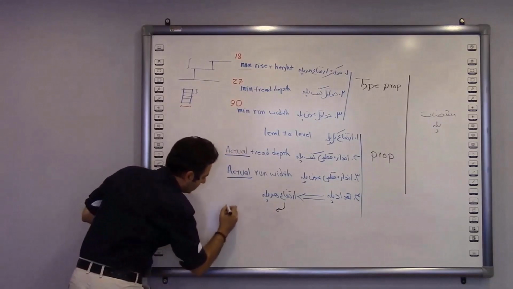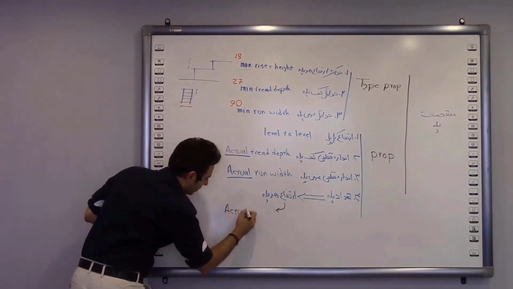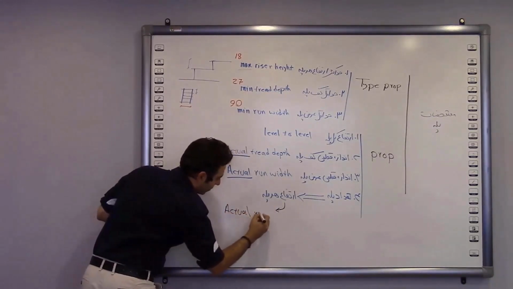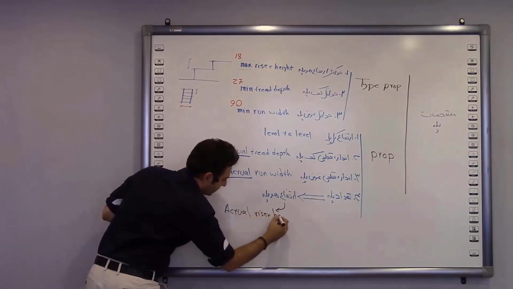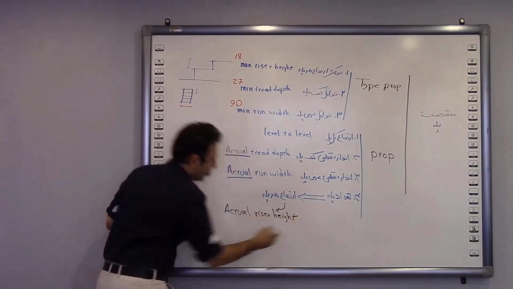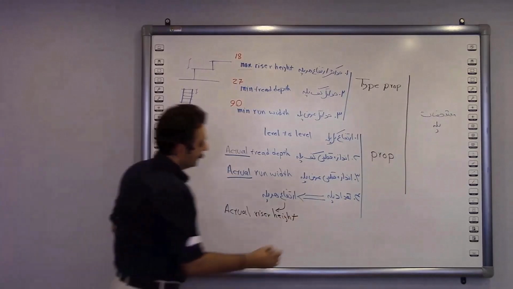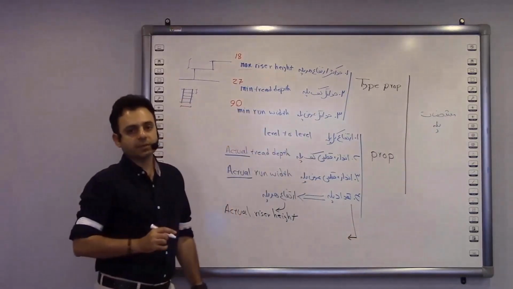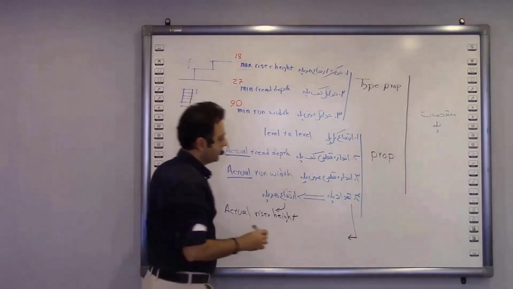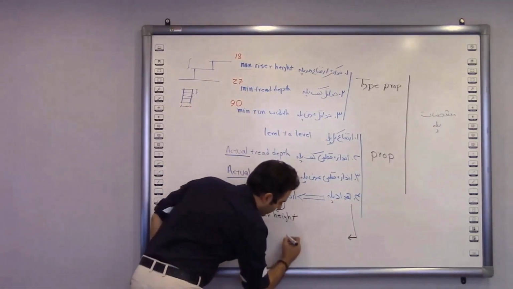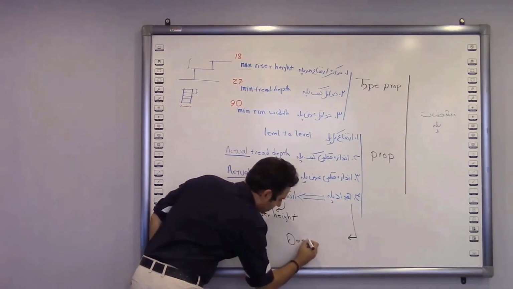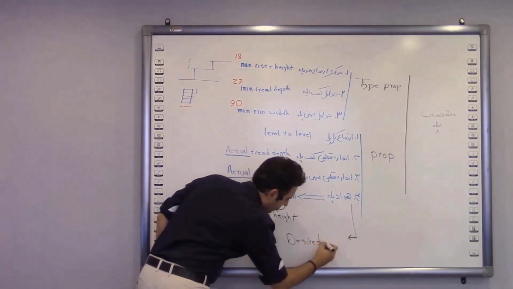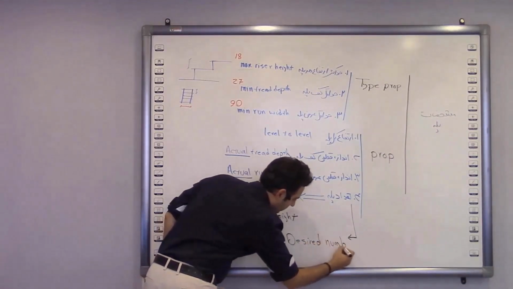It also gives us the actual riser height. The actual riser height. We had the maximum riser height, now it gives us the actual riser height. And actually, this part, this desired number of stairs, has a lot to talk about, and we will discuss it later. Alright.